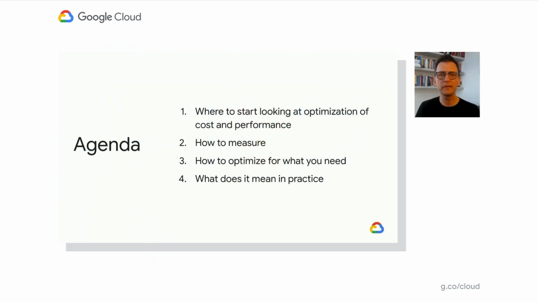With me on the virtual stage, Joel Meyer, Chief Architect at OpenX, and Ivan Gusev, Principal Infrastructure Architect at OpenX. In the next 25 minutes, we will show you how OpenX looks at performance and cost, how to become a hero metering and understanding your utilization on GKE, how to optimize for what you need, and then what does it mean in practice. So let's get started.